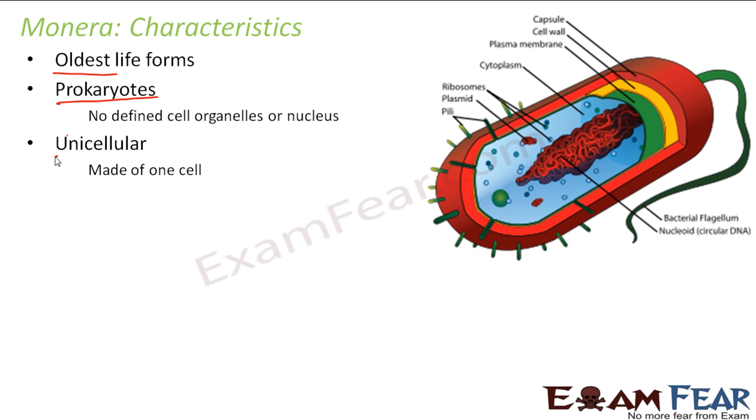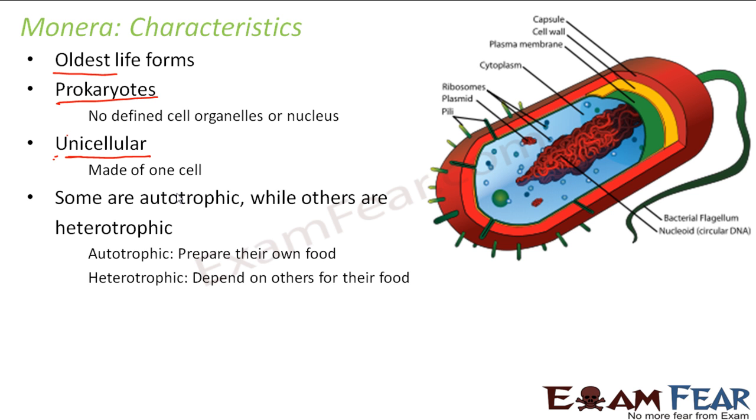Unicellular, that is made up of one cell. Unicellular, uni means one, cellular means cell. So it is made up of one cell. So just one cell will perform all the functions. Some are autotrophic while others are heterotrophic. Now what is autotrophic and what is heterotrophic? Autotrophic means those who prepare their own food. So they can prepare their own food by some method. Heterotrophic means they depend on others for their food. Maybe they depend on the autotrophs for their food.